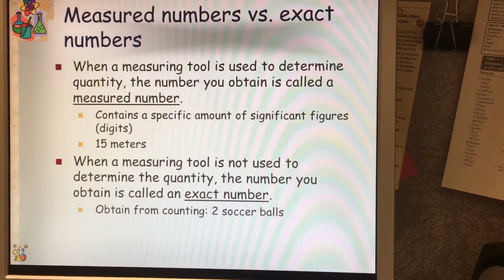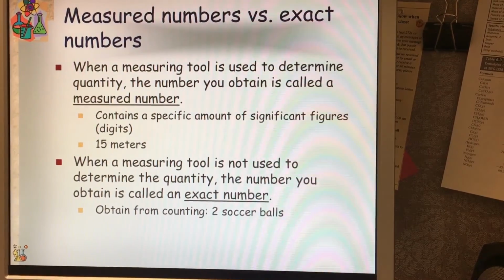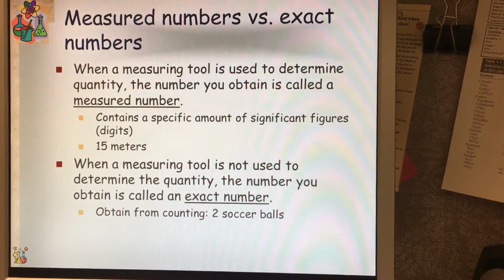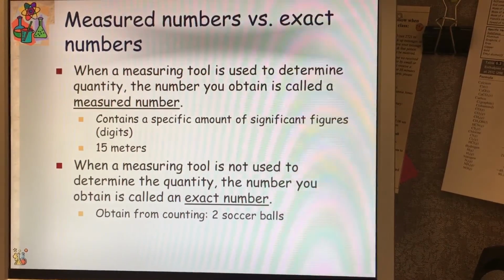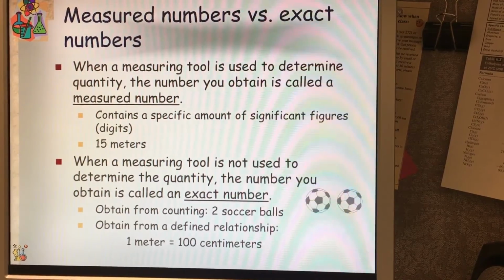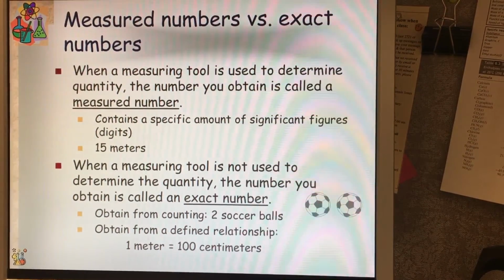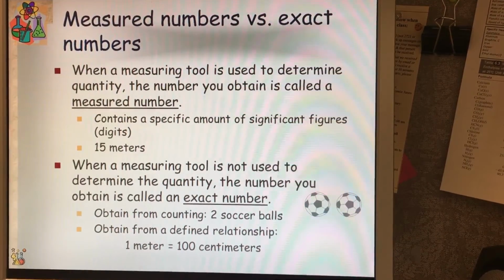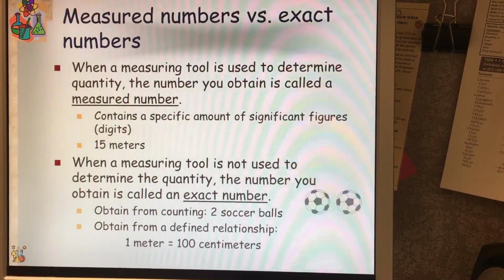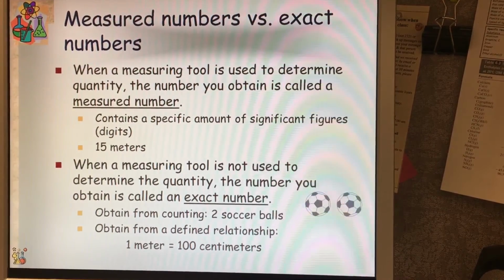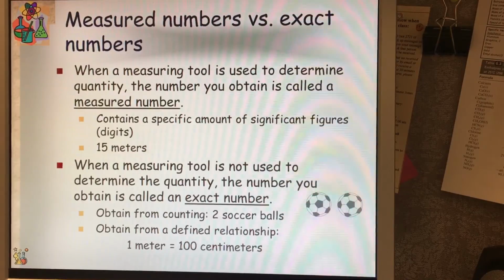When a measuring tool is not used to determine a quantity, we call that an exact number, and that has so many important digits that we don't need to worry about it. It's exact. We can obtain exact numbers in 2 different ways, either by counting. For example, there are exactly 2 soccer balls because we counted them, 1, 2, or we use the defined relationship that's exact. In 1 meter, there are exactly 100 centimeters. All of the metric system relationships are exact.